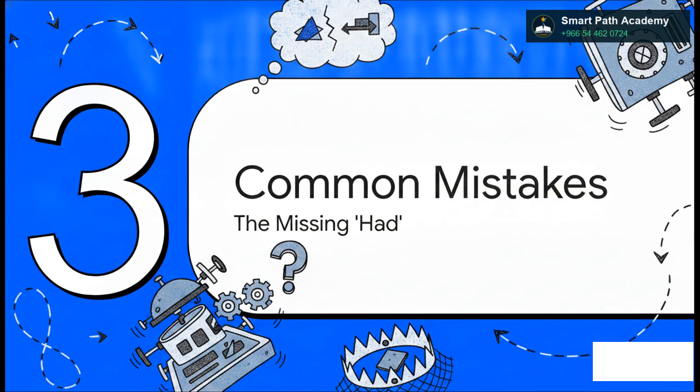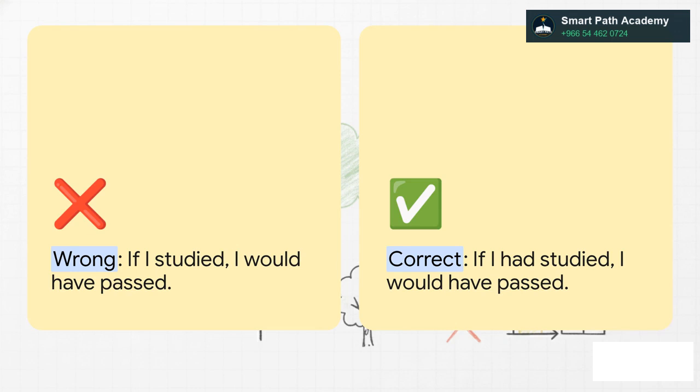Section 3. Fixing common grammar mistakes. The missing had. Now, avoiding the trap that catches so many students is absolutely crucial here. It is incredibly easy to forget just one tiny piece of our time machine, and when you do, the whole grammar structure just breaks. On the left side, you'll see a super common mistake. If I studied, I would have passed. You see, this uses the simple past instead of the past perfect because it's completely missing the word had. But look over on the right. If I had studied, I would have passed. That little tiny word had is totally non-negotiable. You need it to tell the listener we're firmly in the imagined past.